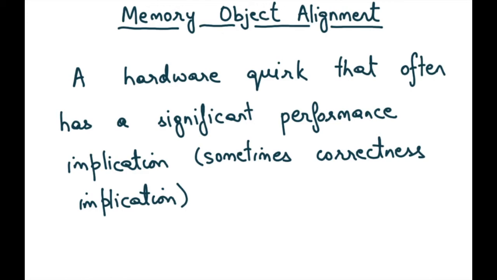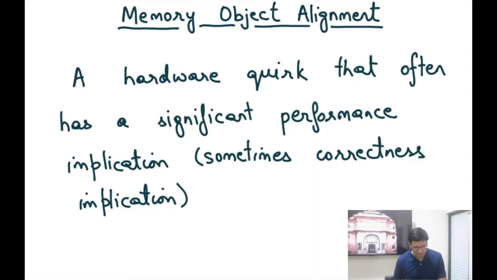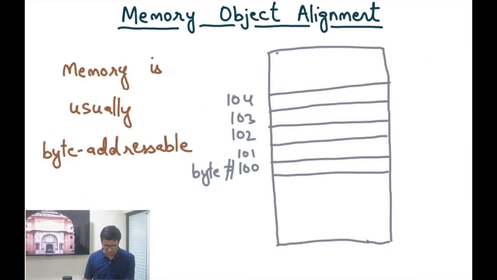So one of the interesting quirks of runtime organization, typically associated with the hardware quirks, is the issue of memory object alignment. So what is memory object alignment? Well, it basically means that the objects should be aligned. First of all, it's a hardware quirk that often has significant performance implications, and sometimes it can even have correctness implications. So we're going to see that in more detail.